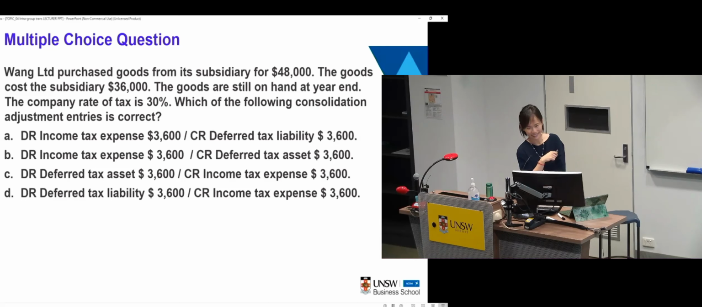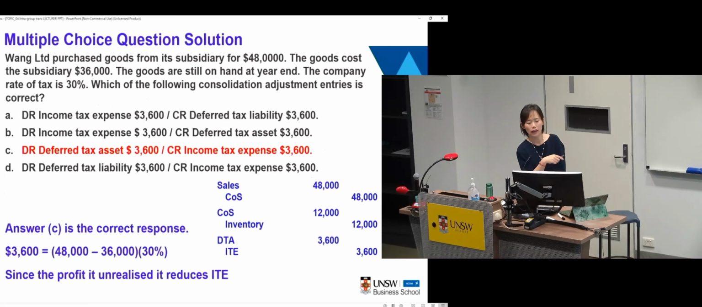C. It's a recognition of DTA. Why DTA? Because you need to adjust the inventory carrying amount down by 12,000. So when the inventory carrying amount is lower than the tax base, that is deductible temporary differences, which leads to the recognition of deferred tax asset. So you can see whenever an asset is adjusted downwards, you recognize DTA.